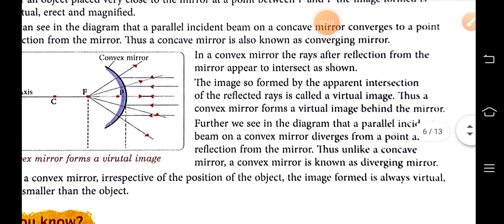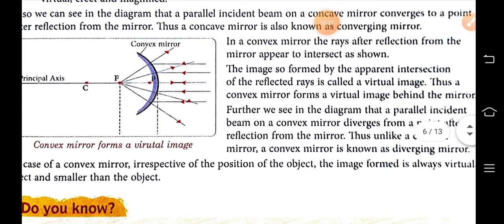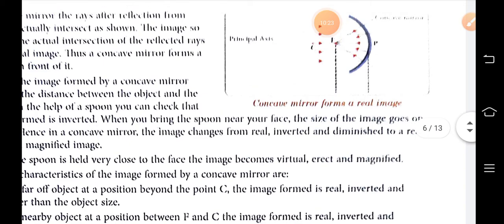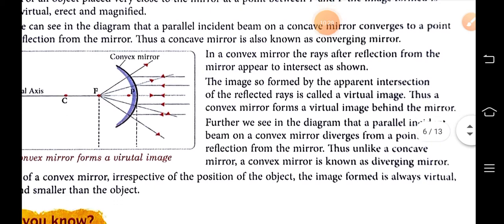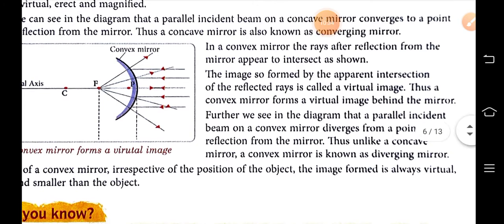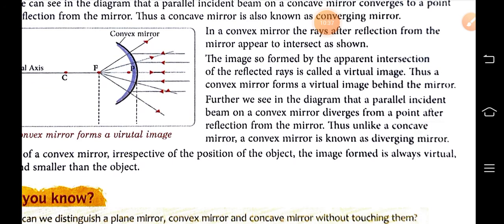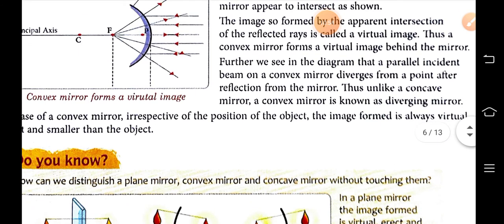Whereas in a convex mirror, the rays after reflection from the mirror appear to intersect. They go in different directions, and so it is known as a diverging mirror. So the image formed by the apparent intersection of the reflected rays is called a virtual image, where there is no actual meeting of rays. And a convex mirror forms a virtual image behind the mirror.